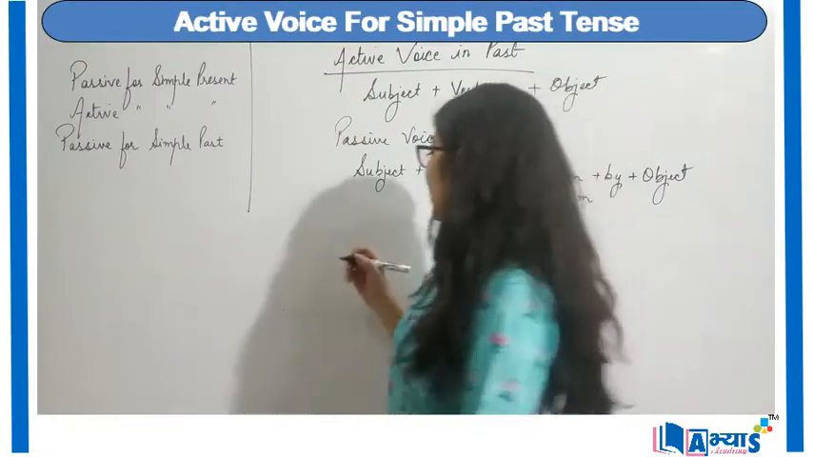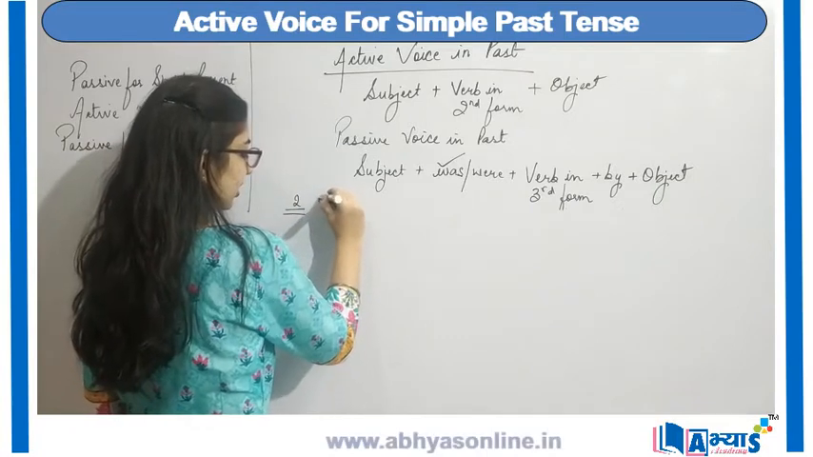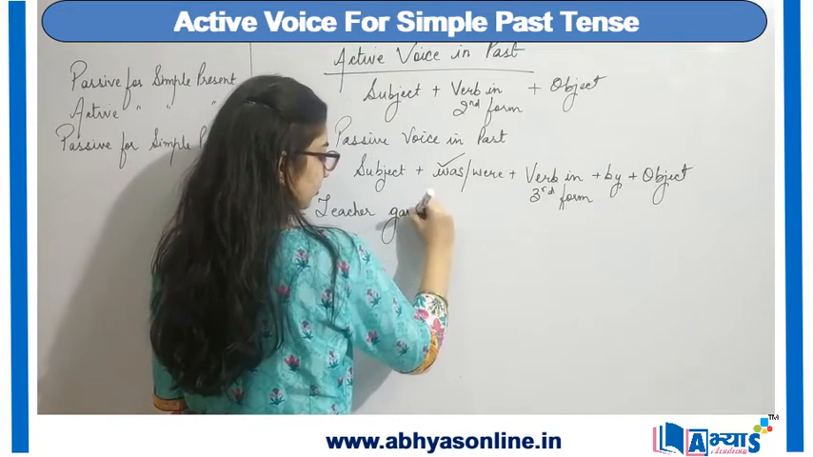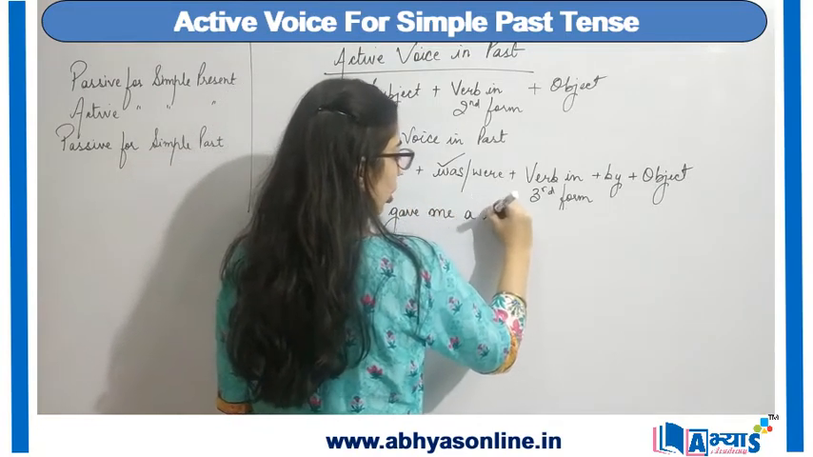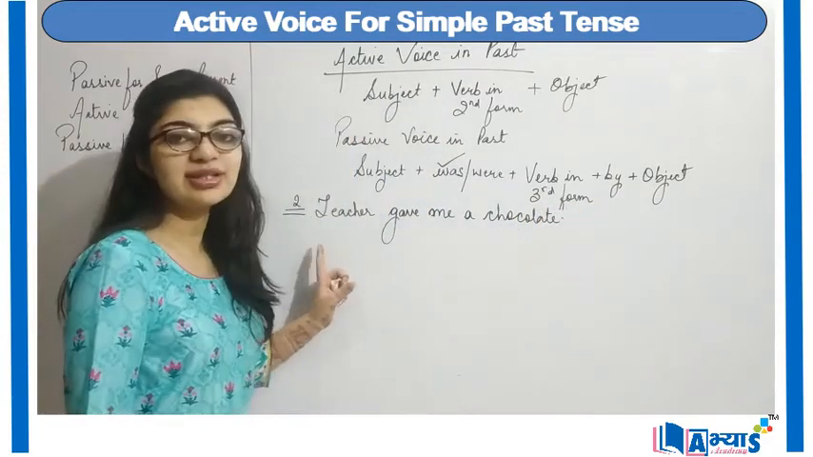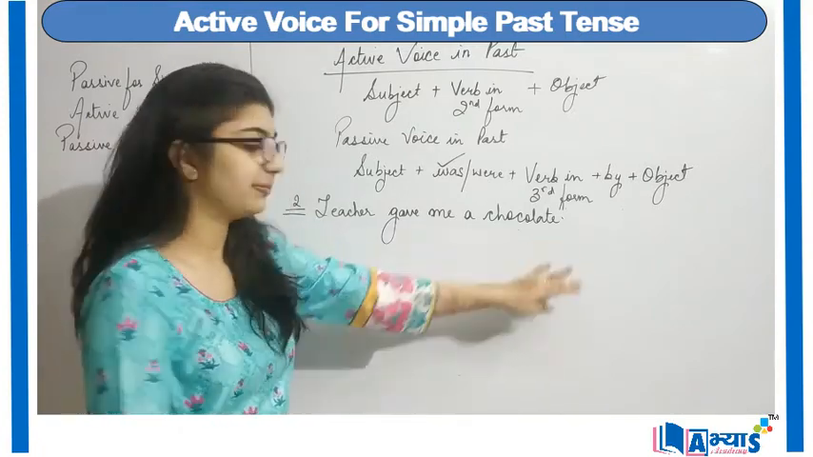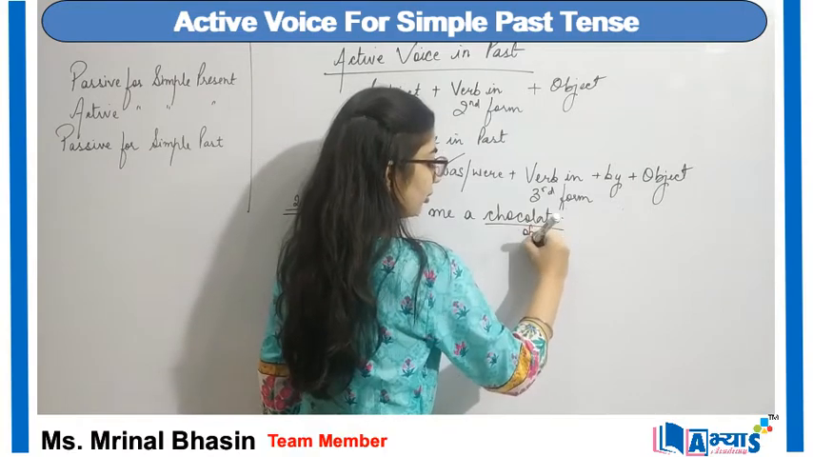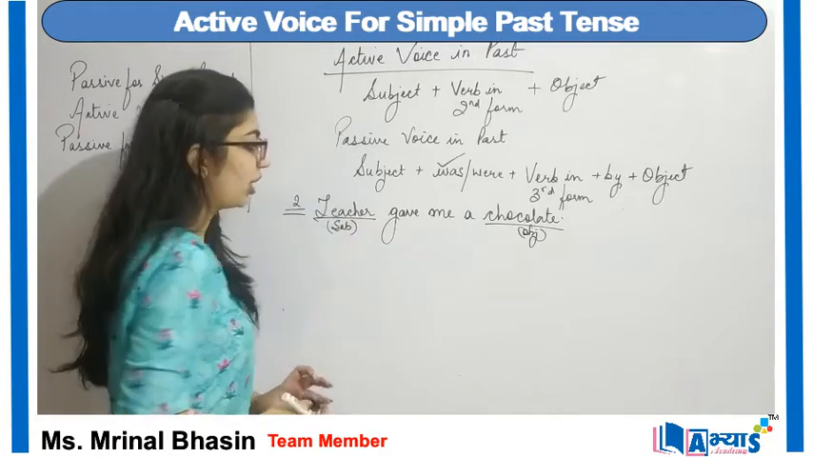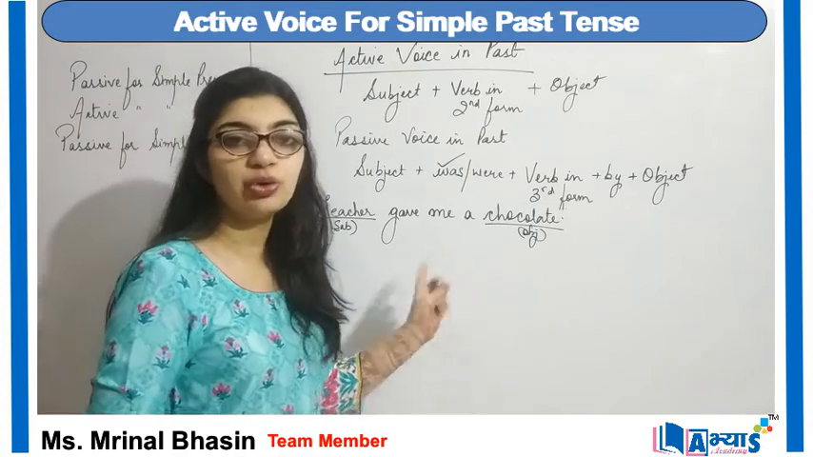So second example can be teacher gave me a chocolate. So second example is teacher gave me a chocolate. Now here chocolate will be my object and teacher will be my subject. So now we know that the statement is in active form. I want to convert my active into passive.